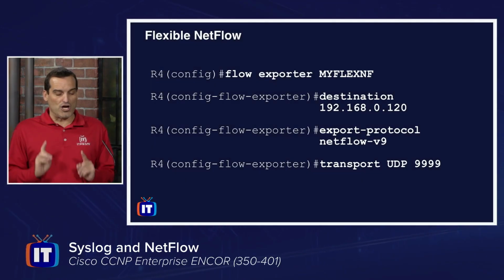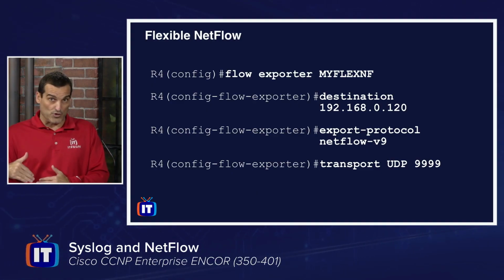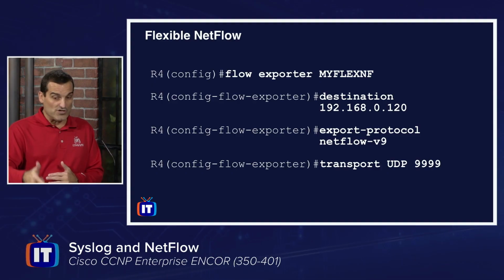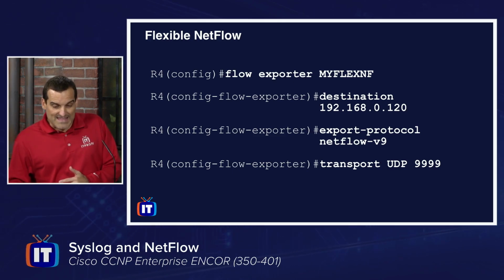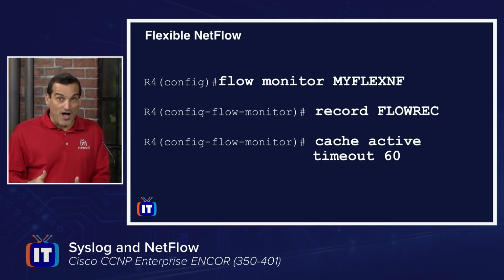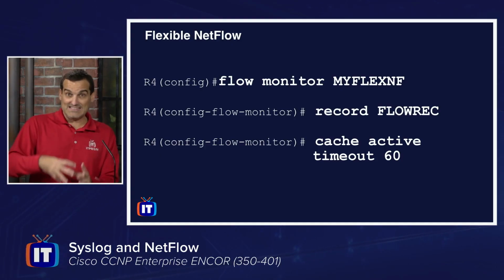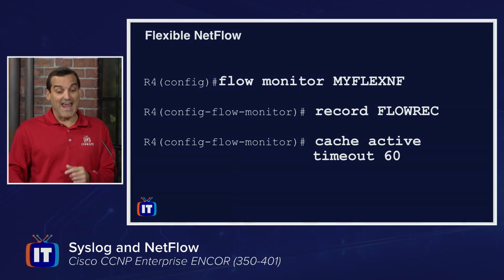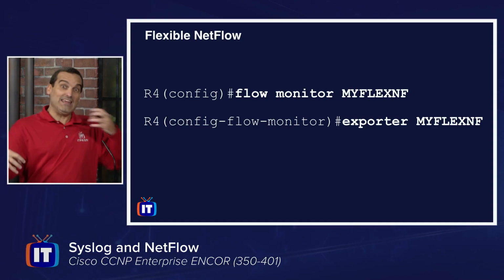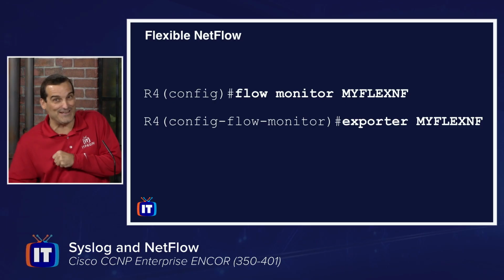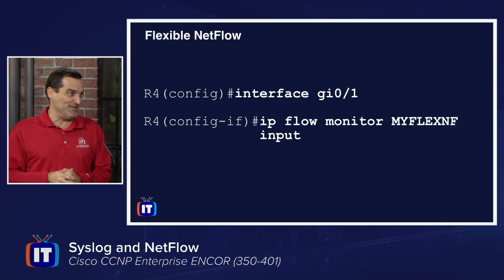Now, this is a long config because the next thing you do is you create the exporter, which is just like before, saying where this stuff is going to be sent to, okay? And then you create a monitor which takes that custom record we created and ties it into this equation. And then you tie the monitor into the exporter that has the definition of where your stuff is going. And then you go under the interface and you assign it.